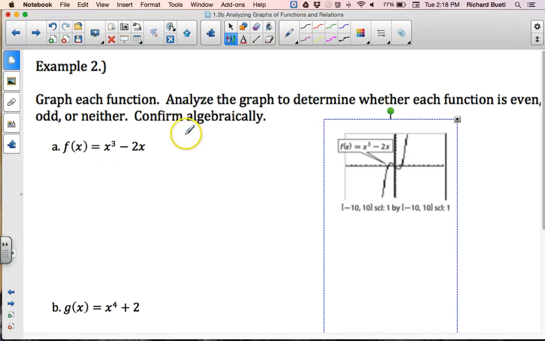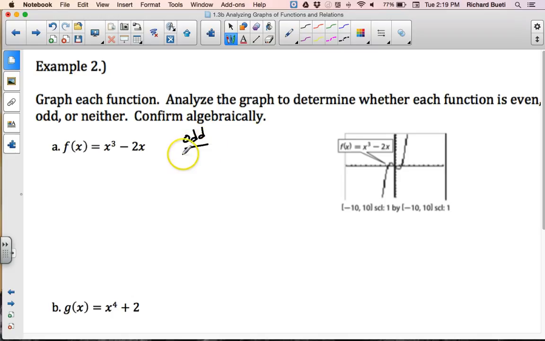For an odd function, I know that f of negative x is going to give me negative f of x, meaning if I plug negative x into the function, what I should get back is the negation of this function, or as if I were to distribute a negative into this whole function. So let's try it. I'm going to evaluate f of negative x, which means I'm going to take a negative x and plug it in wherever I see an x. So that's going to be negative x cubed minus 2 times negative x.